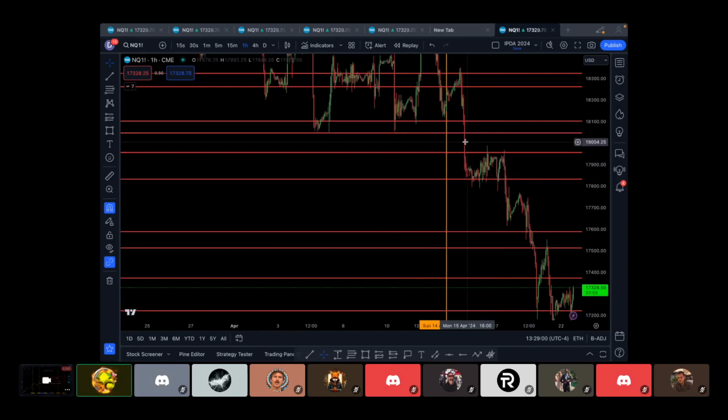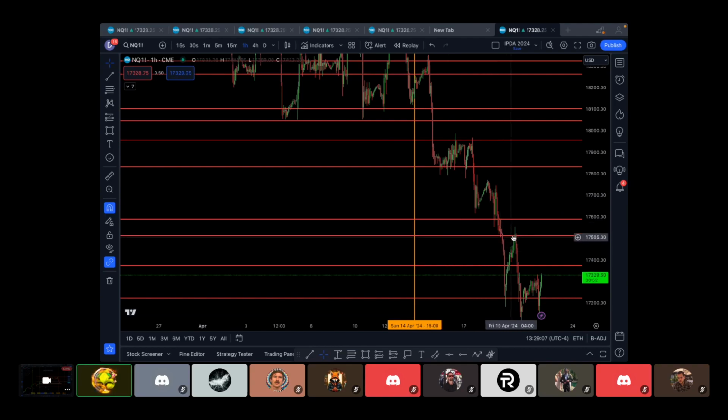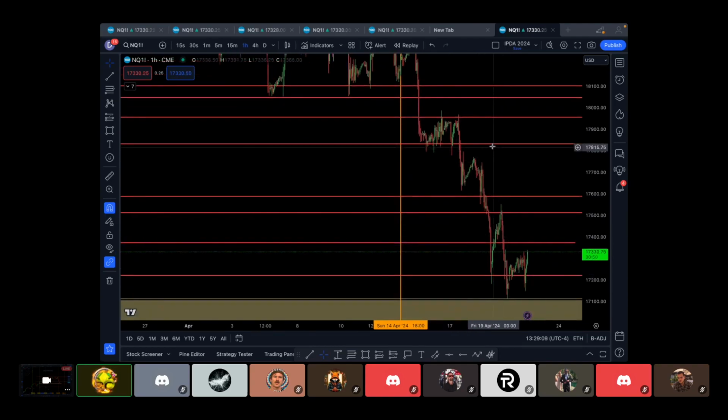My stop was right there. I'm going to show you how we enter the trades. The market goes down, continues going down to this level. Next day, it took out this level, this level, this level. From level to level it's almost 1K.